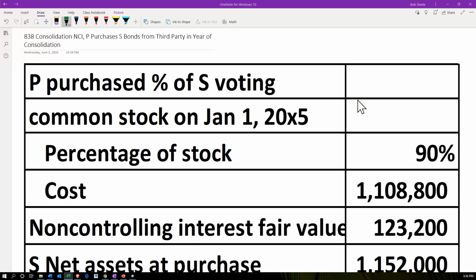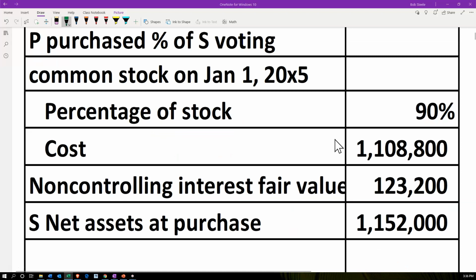P purchased a percent of S voting common stock on January 1st, 20X5. P is going to be the parent, S the subsidiary. Purchase took place January 1st, 20X5. The percentage was 90% of purchase. So now P owns 90% of the outstanding stock of S. They're going to have the controlling interest.